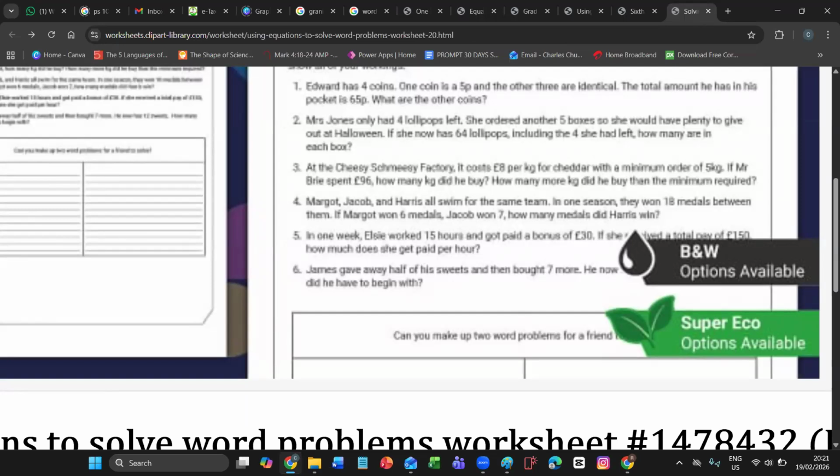Remember, this told you how many pounds per kilogram? £8 per kilogram. So how would you solve it? And they now told you that he spent £96 altogether.